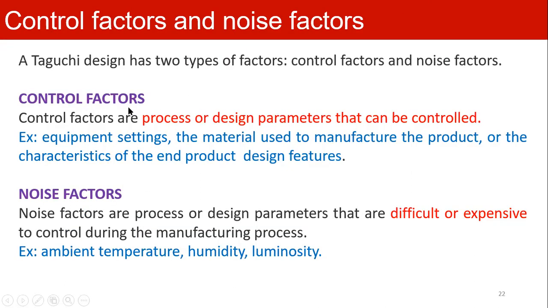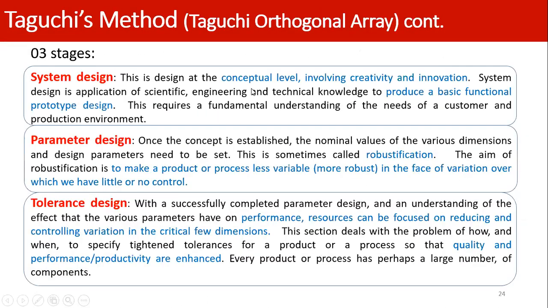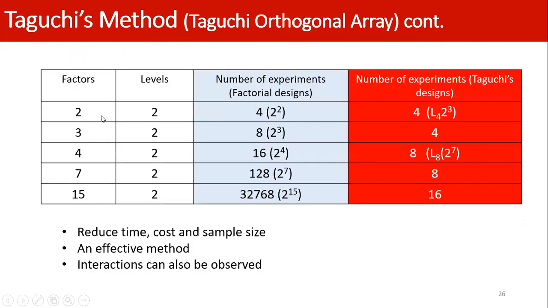Then noise factors and control factors are important. Control factors we can control, but noise factors are very difficult to control, or we can't control them: the ambient temperature, sunlight, humidity. It is very difficult to control, but the raw material types and temperature, we can control. So these factors are important in product designing. And in Taguchi's orthogonal array application, three stages are there: system design, parameter design, and tolerance design. You can read.